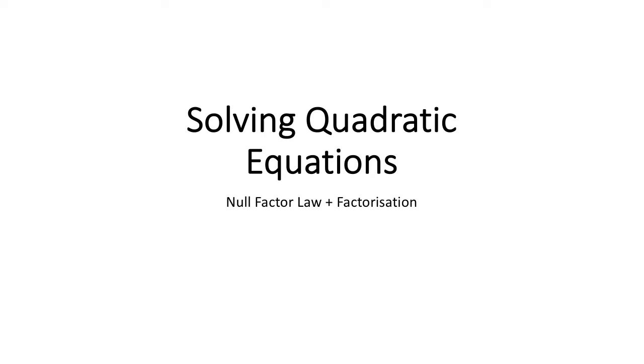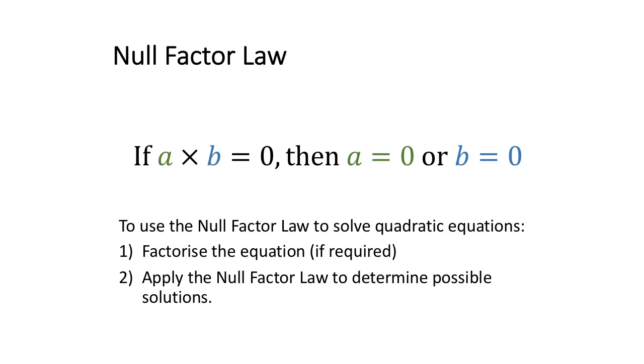This video is going to have a look at an example of solving quadratic equations using the Null factor law, where you need to factorize the expression first. So looking at the Null factor law, if we are multiplying two terms together, a and b, and the answer to that is 0, then we know that either a has to equal 0 or b has to equal 0, because that is the only way we can get an answer of 0 when we're multiplying two terms together.